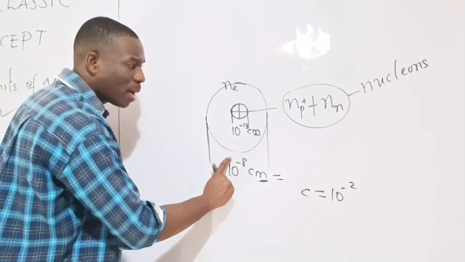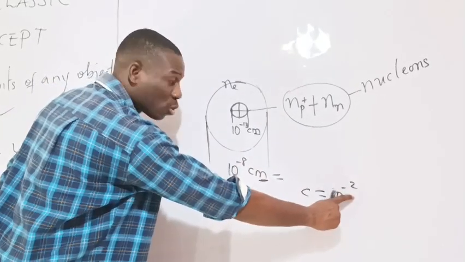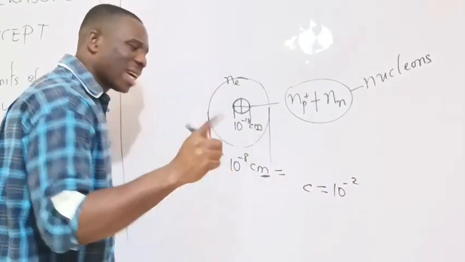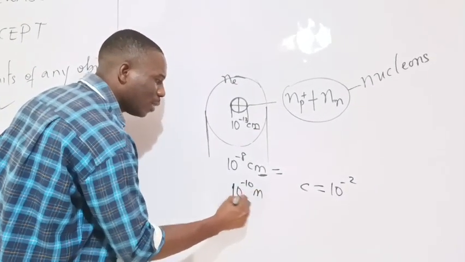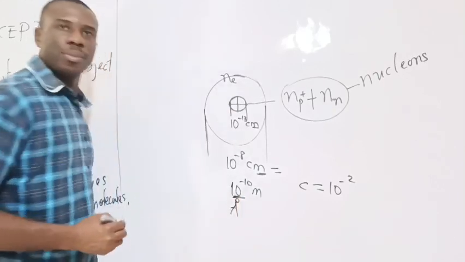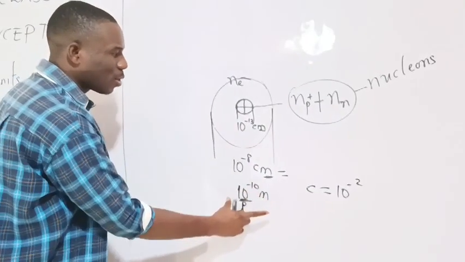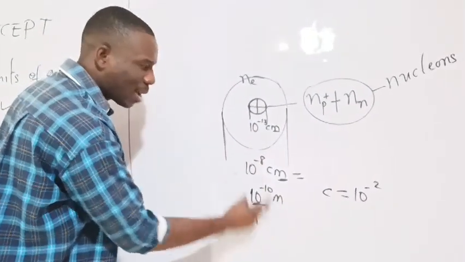So 10 to the power minus 8 times 10 to the power minus 2 gives us 10 to the power minus 10. That is called an angstrom. So this is 10 raised to the power minus 10 meter also. This term is called an angstrom. So this is the size of the atom. A typical atom is an angstrom.